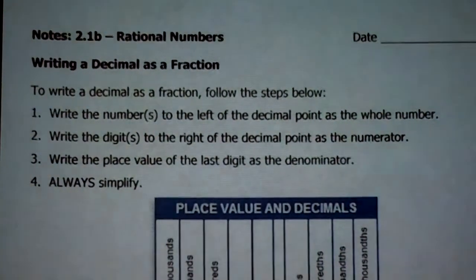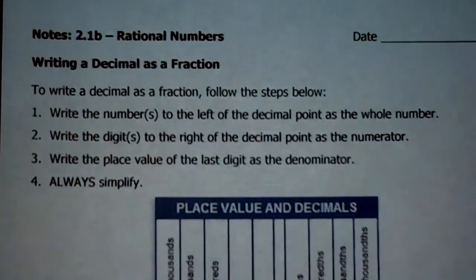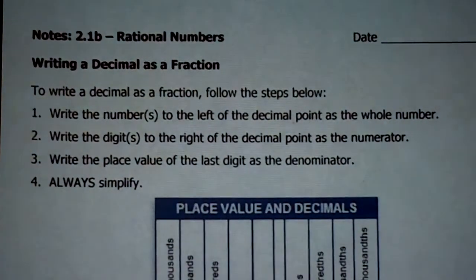Trombley. We are still in section 2.1 and now we're in part B. So the second of the third part. We're still talking about rational numbers, those numbers that can be written as a ratio of two integers where the denominator is not 0. Our goal today is to not only be able to write a decimal as a fraction, but we want to be able to write a fraction as a decimal as well. So we're going to be going back and forth.